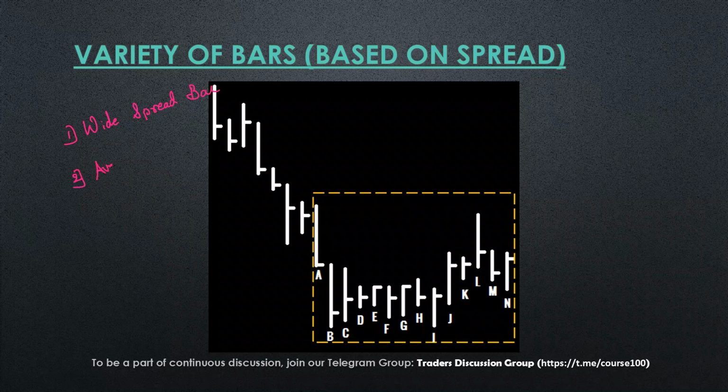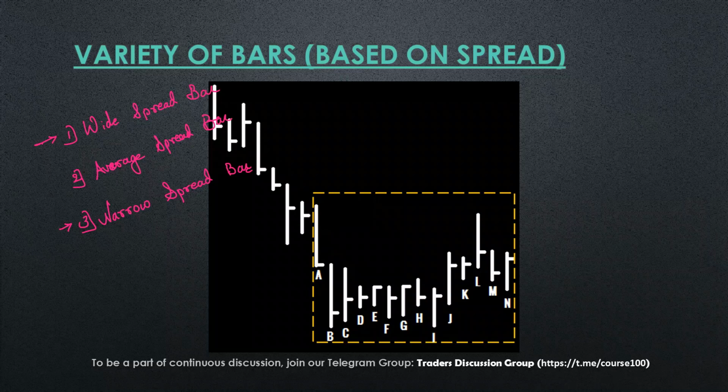Second one is your average spread bar. And lastly, we will have a narrow spread bar. Okay, now here how will you decide whether the bar has a wide spread or narrow spread?